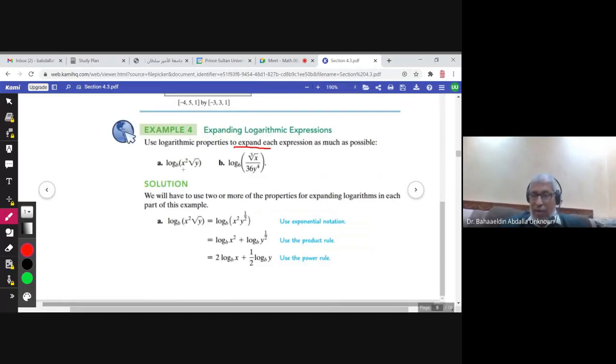Okay, so here the product, we change it to addition. So you can write it log x squared plus log square root of y. But remember that square root of y can be written y to the power half. He did not change the product. He just changed square root of y as y to the power half. Then he used the product rule and he wrote it as log x squared plus log y to the power half. Then he used the power rule and take 2 outside and half outside. So this would be the final answer.